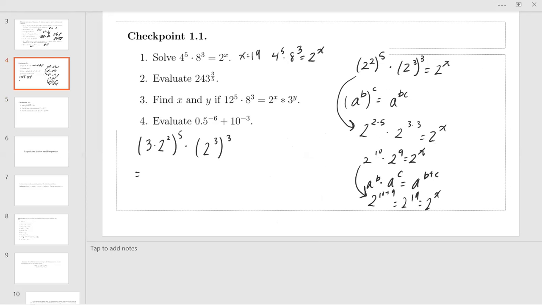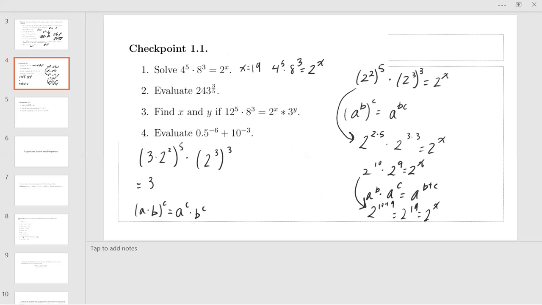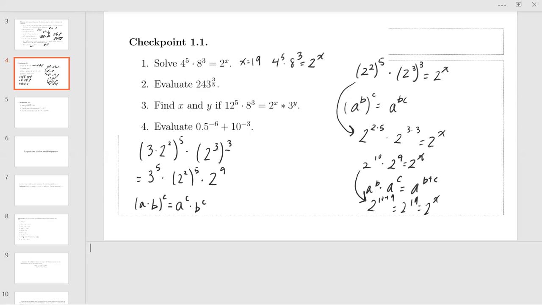So this is equal to, we can split this up as a times b to the c is equal to a to the c times b to the c. So this is equal to 3 to the 5 times 2 squared to the 5. And this is 2 to the 9 because 3 times 3 is 9. So you have 3 to the 5.